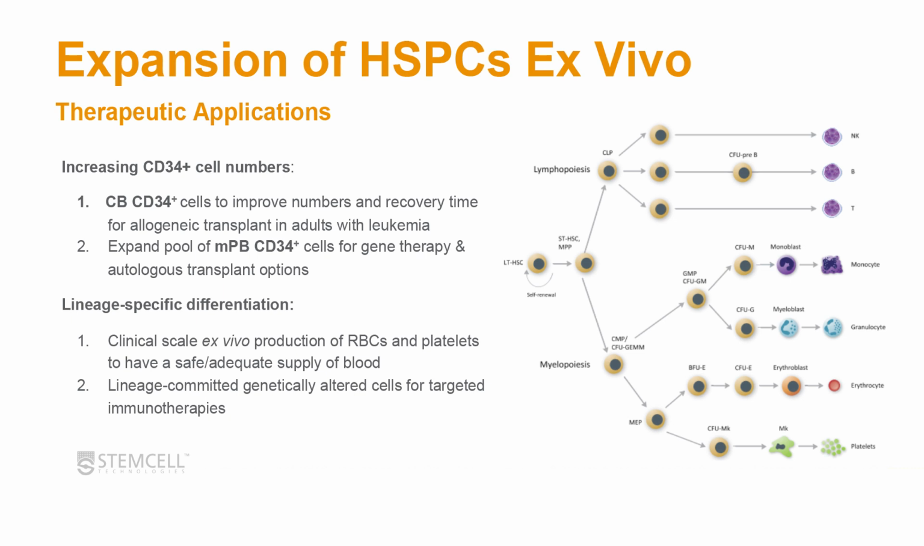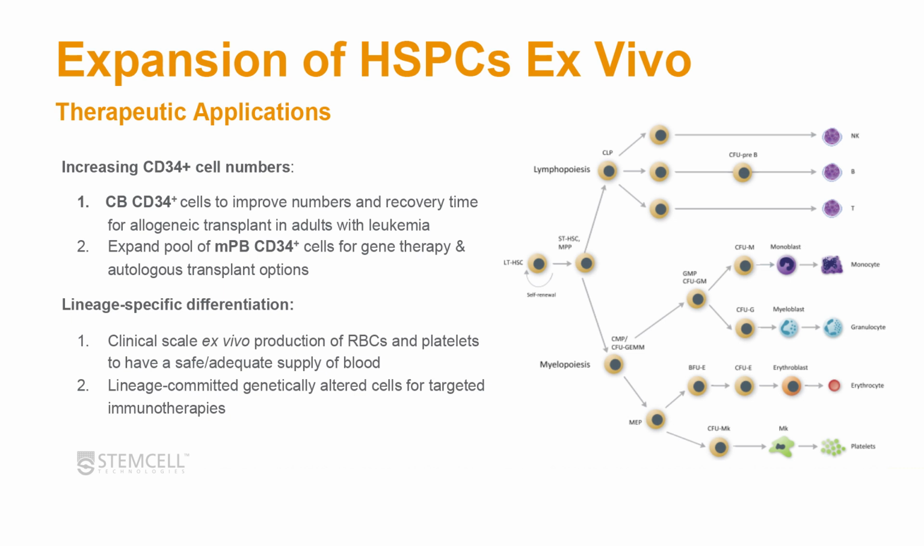That led us to understand a lot of the conditions required not only to expand cord blood and other CD34 purified cells, but also led us to understand what the critical factors are to really induce lineage-specific differentiation. This is important, and there's always been this clinical application of doing clinical scale ex vivo production, for example, of red blood cells and platelets to have a safe and adequate supply of blood cells. We know all the conditions.